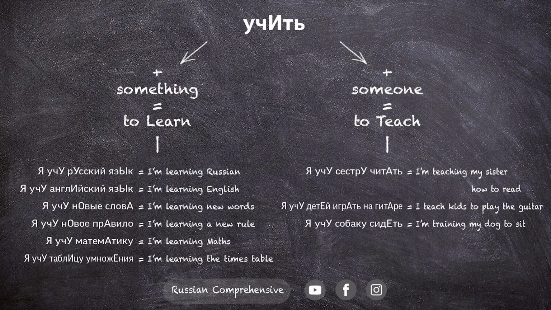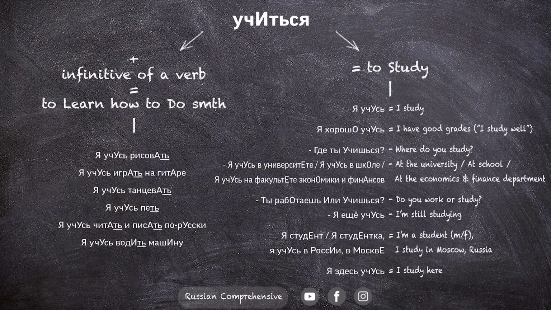So, after the verb учить, you have to put a subject or an object. And after the verb учиться, you can put a verb in the infinitive form. To read, to write, to draw, and so on. And also, unlike with the verb учить, you can just say «Я учусь», period. And it will mean «I study».